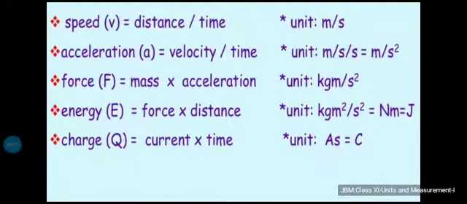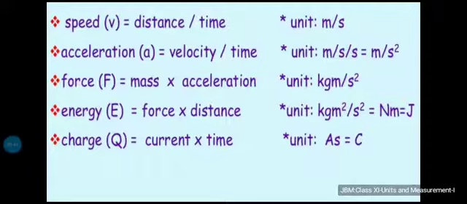Now some derived quantities. Say speed. Speed is distance by time, so the unit is meter per second. Acceleration, which is change in velocity by time, has the unit meter per second square. Force, which is mass into acceleration, has the unit Newton, that can be written as kg meter per second square. Energy, that is force into distance, so the unit is joule. Joule can be written as Newton meter, and Newton meter can be further written as kg meter square per second square. Charge, charge is current into time, so ampere into second, that is coulomb.